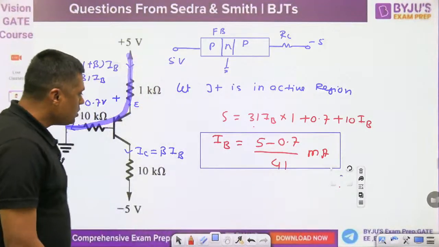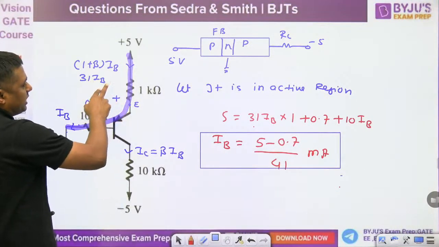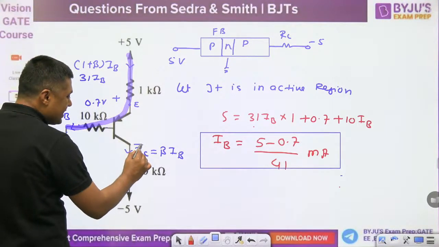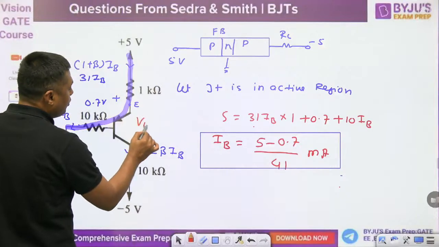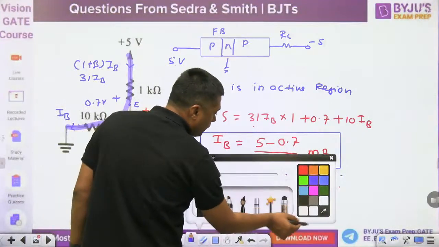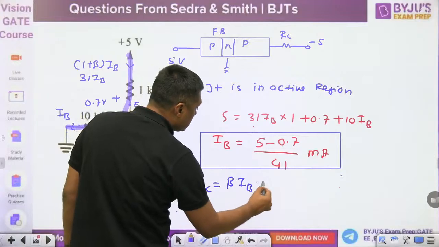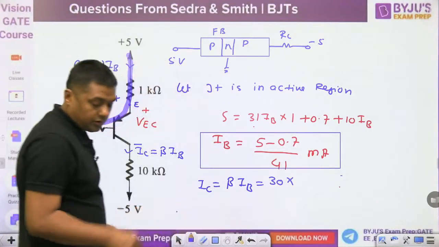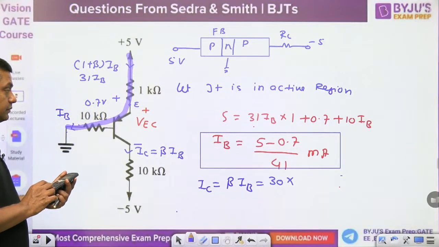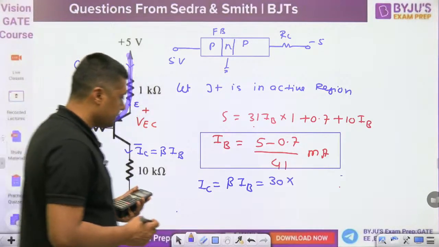Now, once you have the value of IB, you can find the value of IE, 1 plus beta times that, and you can also find the value of IC. Then write down the KCL at this point to find the value of VEC. To find the value of VEC, I am going to find the value of IC, beta times IB. 30 times, what is the value of IB? 4.3 divided by 41, 0.1048.